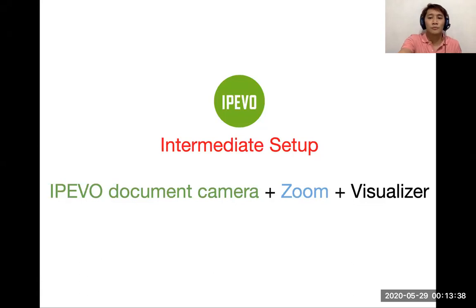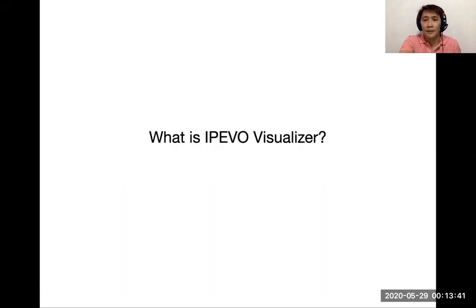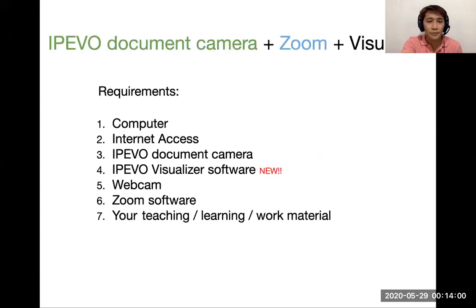Okay, so what is IPEVO visualizer? It's a software obviously developed by IPEVO. It allows you to live stream your images, as well as allows you to take snapshots, record videos, scan documents, even OCR, optical character recognition, so text-to-speech function, etc., etc. I'll get into details in a bit. So the requirements are basically the same, except you can download an additional IPEVO visualizer software right here. Okay, so this is the only difference from the first beginner setup.